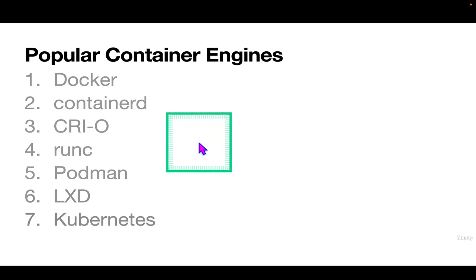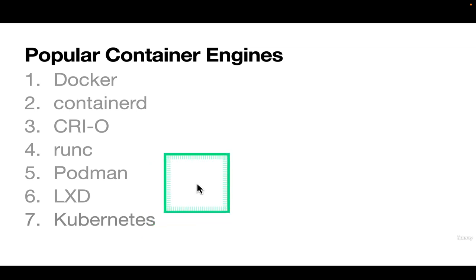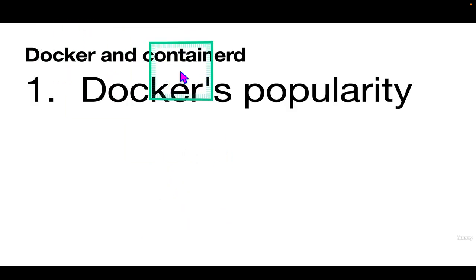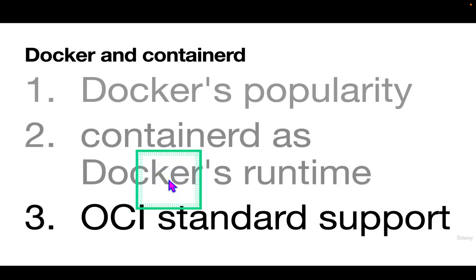And we have one more. Rocket, which is a discontinued container runtime that followed the App Container appc specification. Okay, next is Docker and Containerd. Docker's popularity: it is the most popular container engine and has become synonymous with container technology. Containerd as Docker's runtime: Docker uses Containerd as its runtime, which is designed to be embedded into larger systems. OCI standards support: Docker supports the OCI, Open Container Initiative standard, ensuring compatibility with other OCI compliant container technologies.